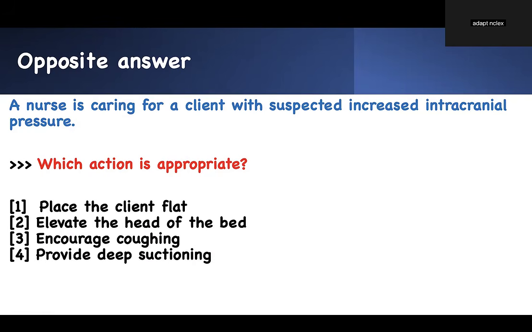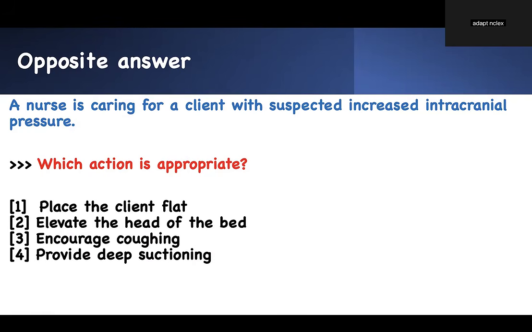Remember, the topic is what? Opposite answers. Can you pick the two opposite answers there? One says place the client flat. The other one says elevate the head of the bed. Another one says encourage coughing. And four, provide deep suctioning. You can see that there's a bunch of opposite answers and similar answers in the same question. But if you use test-taking strategy, you can figure out which one is the right answer.